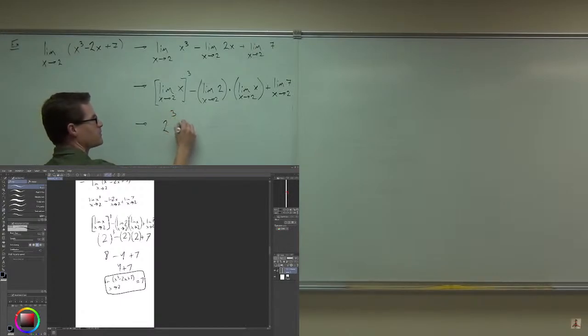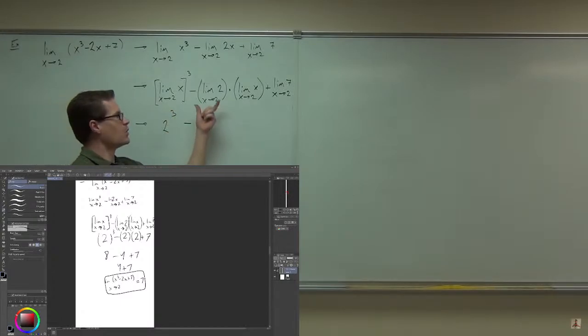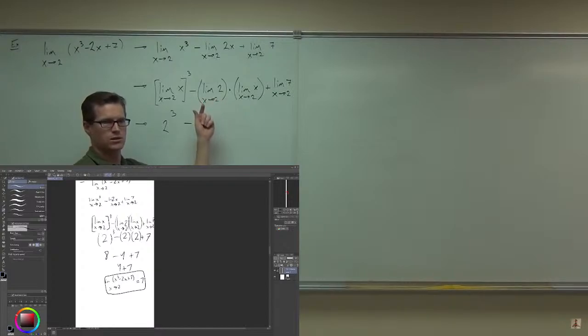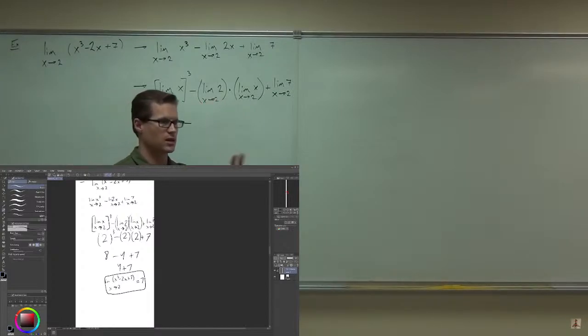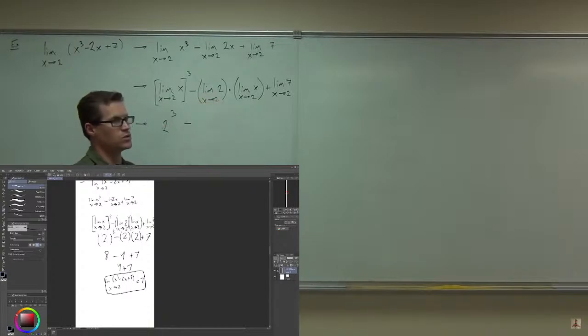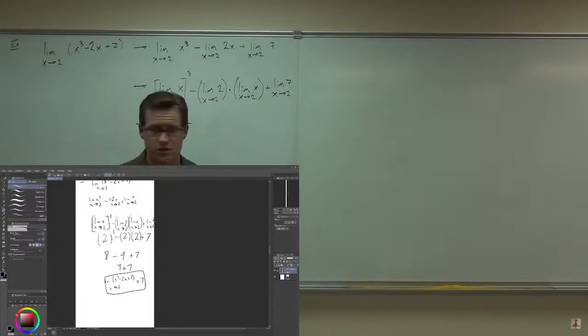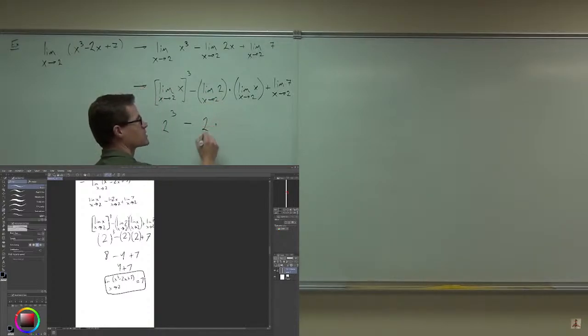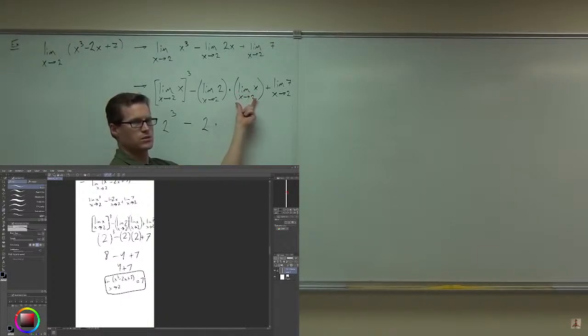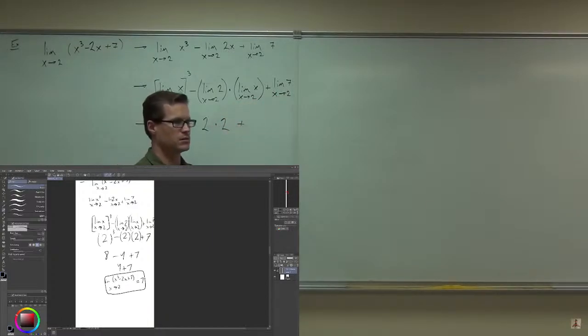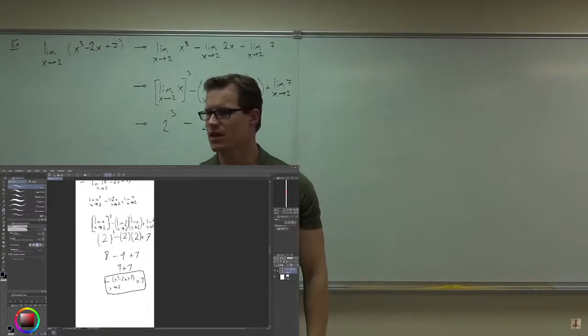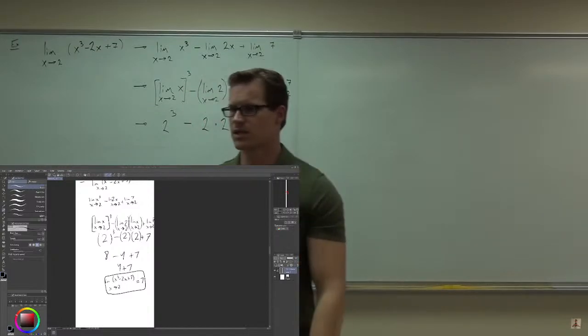And then I can cube it. Minus, how about this one? What's the limit of 2? Doesn't even matter what I'm approaching, but what's the limit of 2 as I'm approaching 2? The limit of a constant is the constant. So what's the limit of 2? It's 2. It never changes. Times. How about this one? What's the limit of x as x approaches 2? It is 2. Plus, what's the limit of 7? No matter what you're approaching, what's the limit of 7? You with me on the 7?